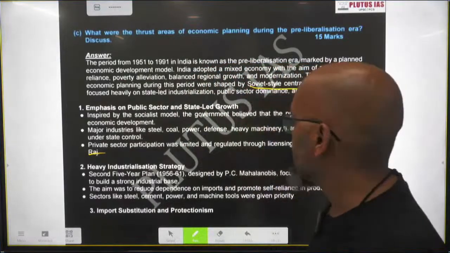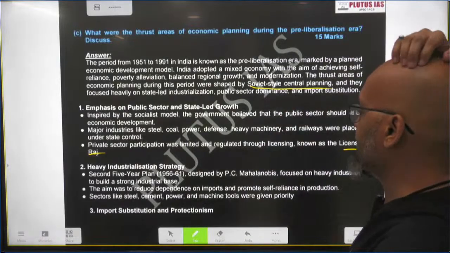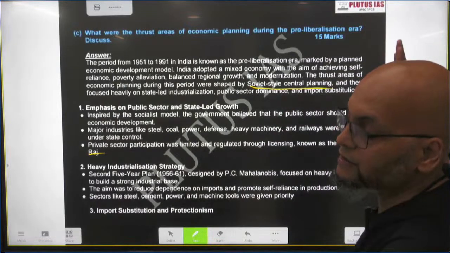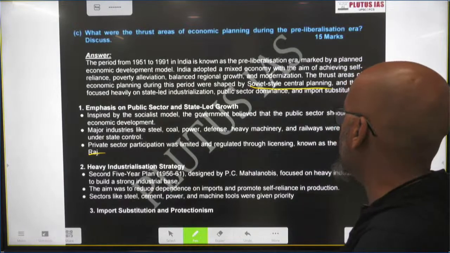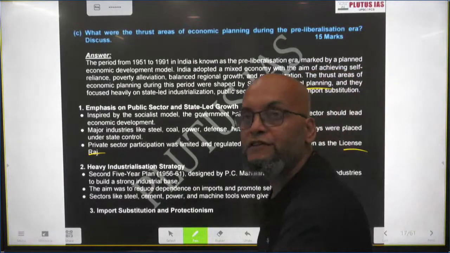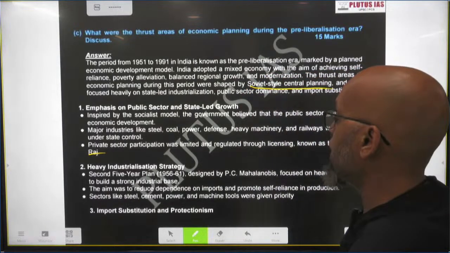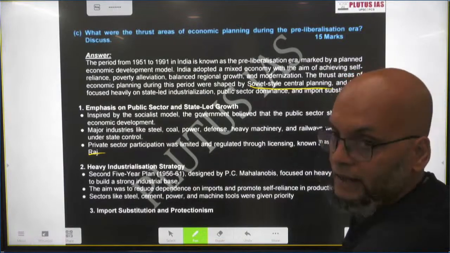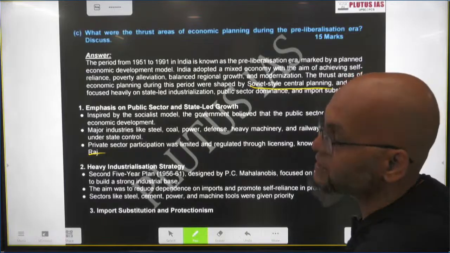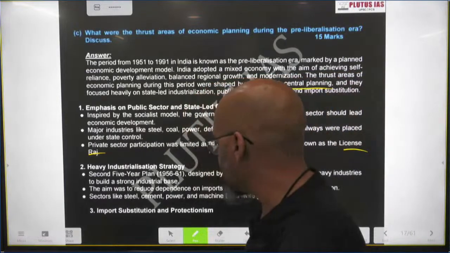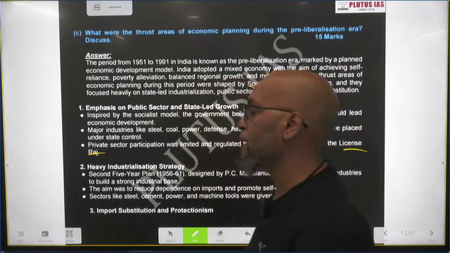Okay. Then heavy industrialization strategy. Second 5-year plan, that is from 1956 to 61. This is also known as Nehru Mahalanobis model, designed by P.C. Mahalanobis, and it was based on the vision of Pandit Nehru, focused on heavy industries to build a strong industrial base. The aim was to reduce dependence on imports and promote self-reliance in production. Sectors like steel, cement, power, and machine tools were given priority.